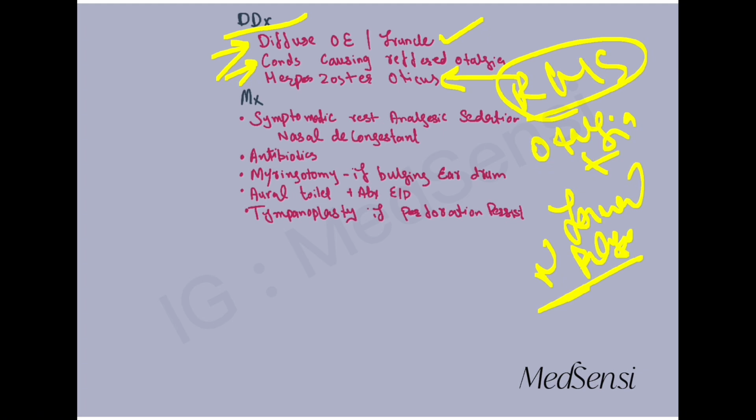The management includes symptomatic treatment, which includes rest, analgesics, sedation, and nasal decongestants, antibiotics, myringotomy if there is a bulging eardrum, aural toilet plus antibiotic eardrops, and tympanoplasty if perforation is present.